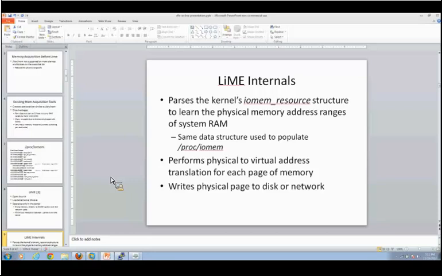So LiME is just 3 steps. As I said, it finds where the system RAM ranges are. It then takes those physical addresses and maps them to a virtual address, and then from within the kernel it writes those now virtually mapped pages to the disk or the network.